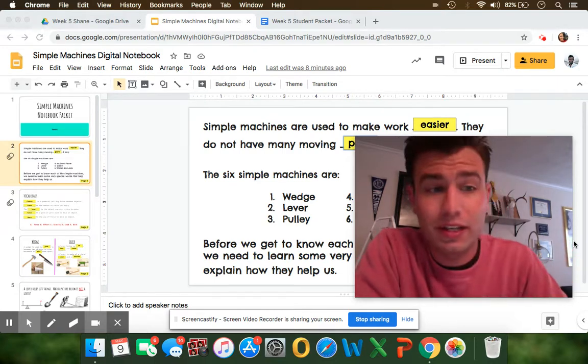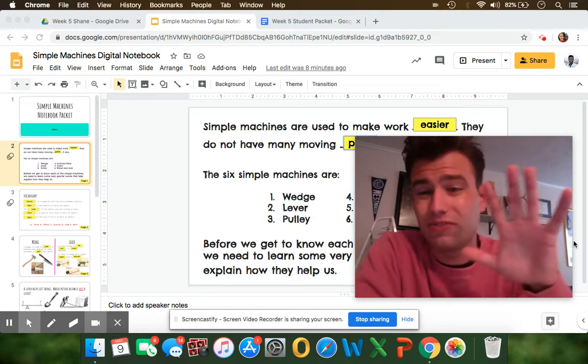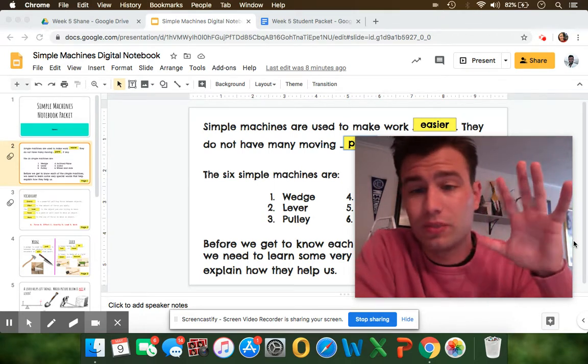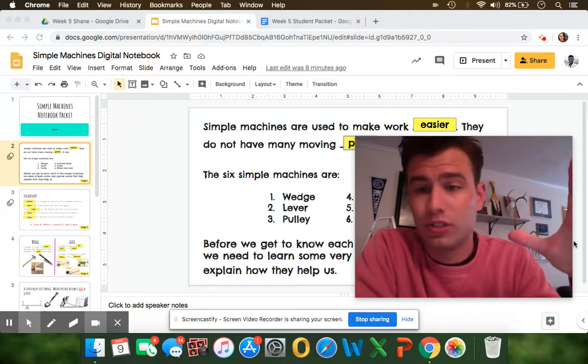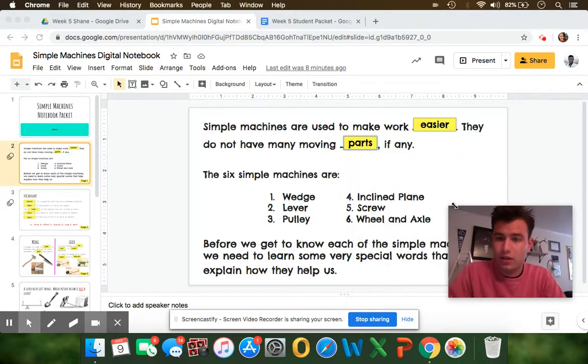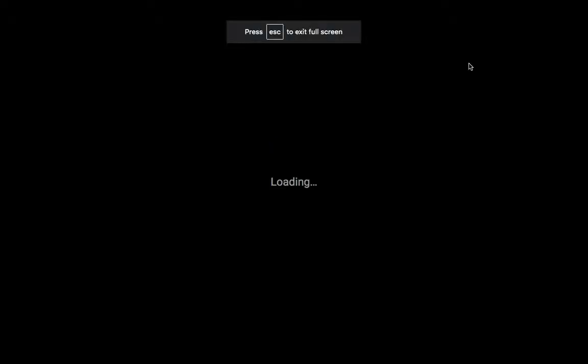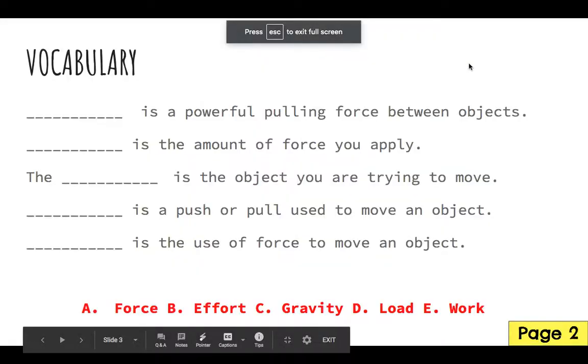So I'm going to go on to the next page and we're going to talk about each of these 1, 2, 3. We're going to talk about these 5 important words when it comes to physics or simple machines. All right, so I'm going to go away here again. I'm going to keep talking though, and you just follow along on the screen. All right, check this out. All right, so we've got the big vocab here.